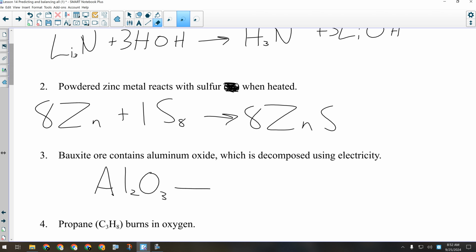aluminum oxide is going to do this. All right, so sometimes a reaction gets hidden in a strangely worded way. So it's going to break down into aluminum and oxygen. Either of those special? Yeah. Which one? Oxygen. Okay, here's something I see happen a lot, and I don't know why.